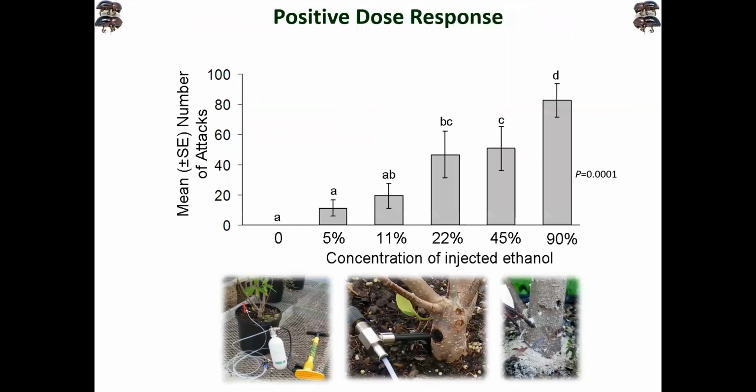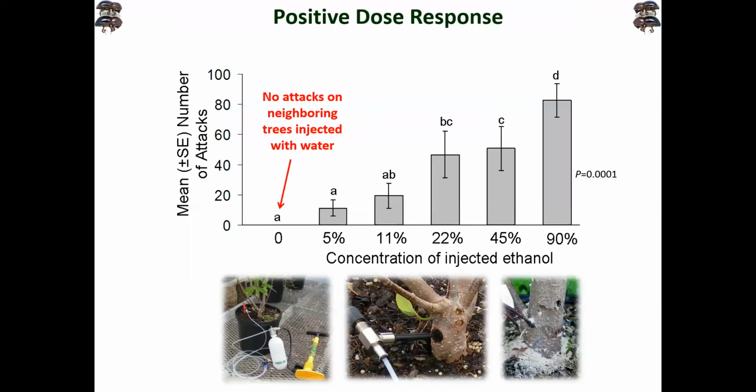We also see a positive dose response with ethanol. So we used a pressurized injection system to inject solutions of ethanol into trees and then monitor the number of attacks on those trees. And so basically with an increasing concentration of ethanol that we injected that was then subsequently emitted from the bark of those trees, in this case magnolia, we saw a positive dose response.